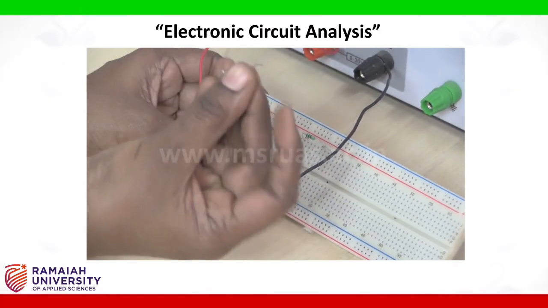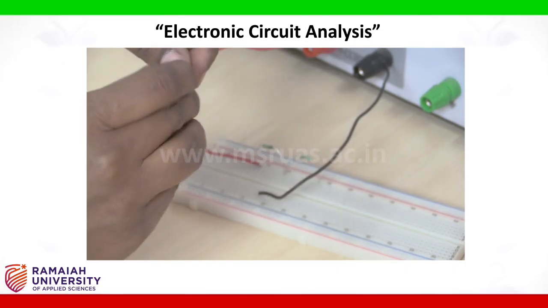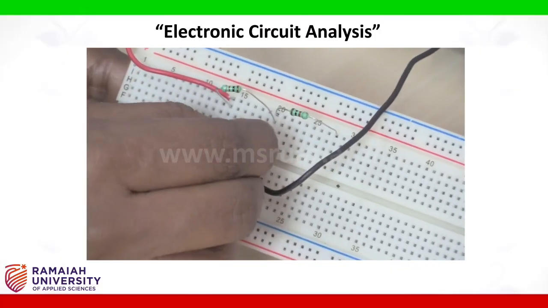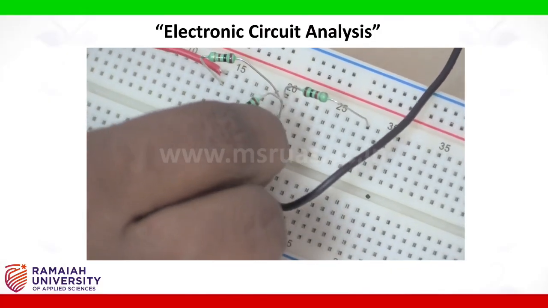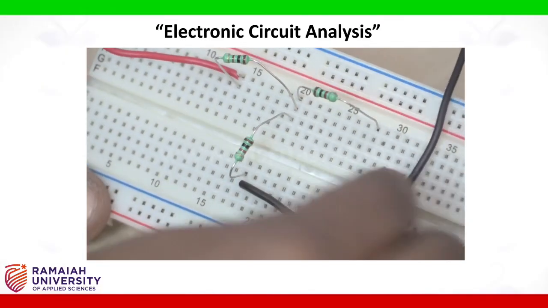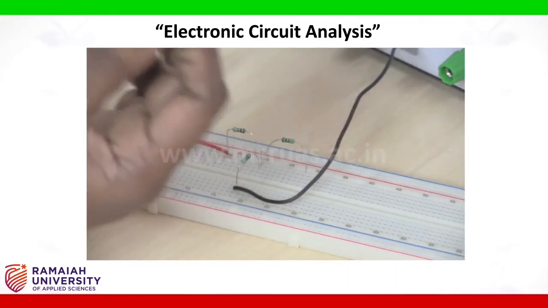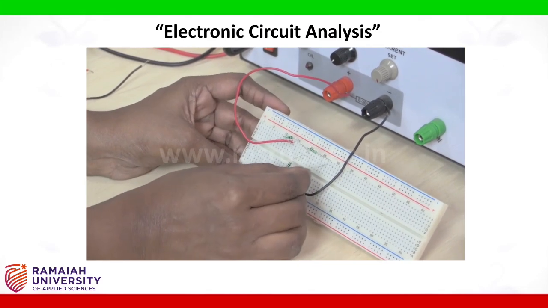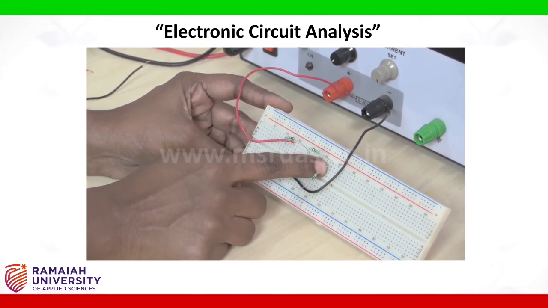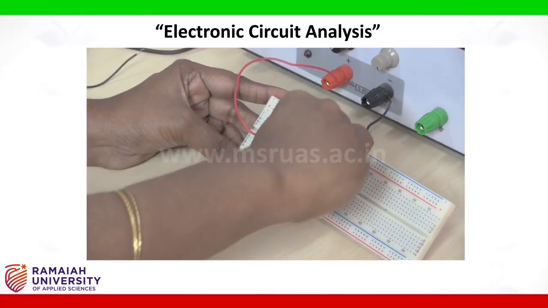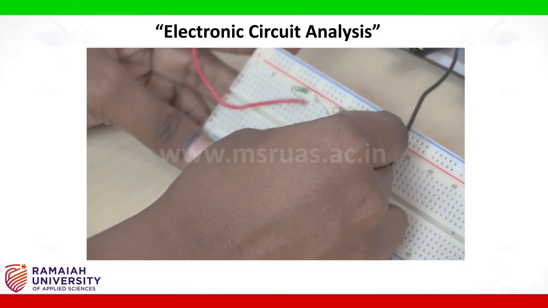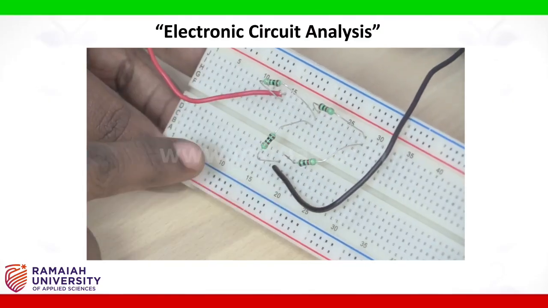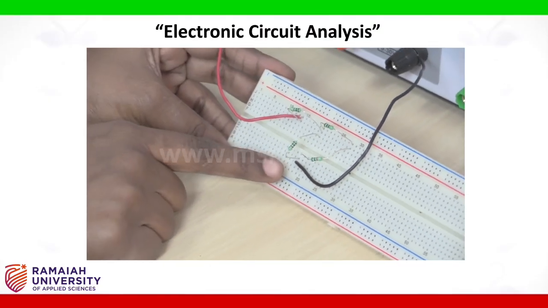Take one more 1 kilo ohm resistor, connect from this joint of two resistors to common terminal. Take another 1 kilo ohm resistor, connect from the last resistor, end of the last resistor to common terminal. This completes circuit diagram for Thevenin's theorem.